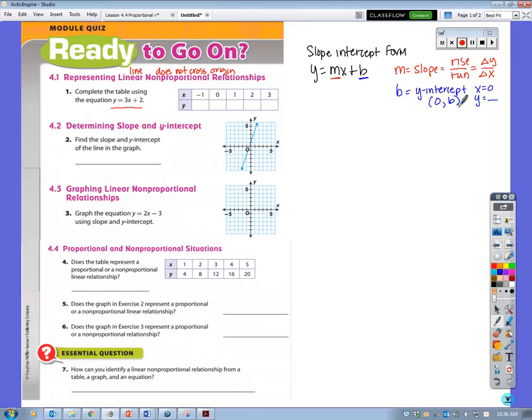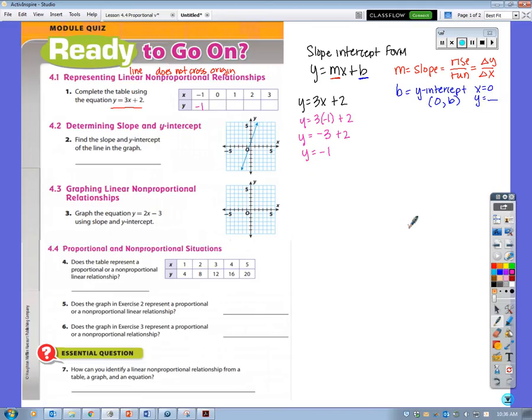So we're going to go ahead and complete this table. We're going to look at our equation here, which is y equals 3x plus 2. What we're going to do is plug in a value for x, which was given to us by our table. So we're going to plug in -1. So we've got y equals 3 times -1 plus 2. 3 times -1 is -3, plus 2 equals -1. So y equals -1 when x equals -1.